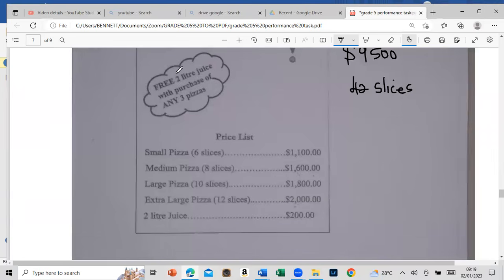So it says free 2-liter juice with purchase of any 3 pizza. So if you buy 3 pizza, you get a free juice. All right. So let me just start off with 10 slice. I buy 3 10-slice. Let me see. That's a 30 slices. So let me try it and see. What if I work this and give it in money? So I'm gonna see the cost for 3 of these. 300, 3 8 24.